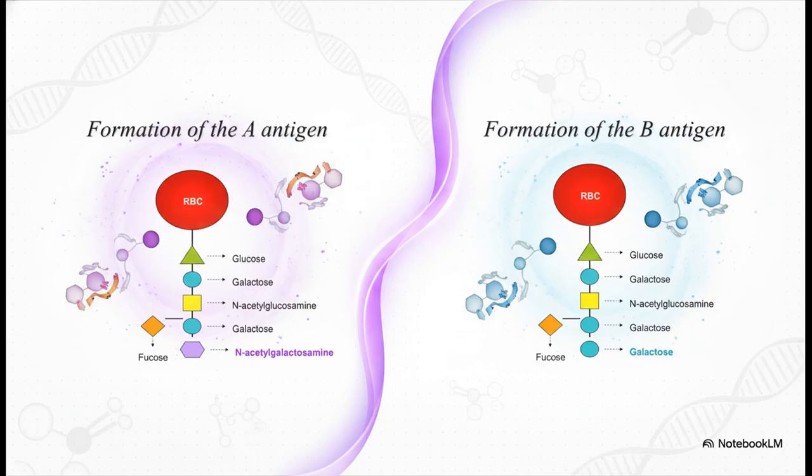If you have the A gene, your transferase adds a very specific sugar called N-acetylgalactosamine right to the terminal sugar of the H antigen. But if you have the B gene, a completely different transferase steps in and adds D-galactose to that exact same spot. Think about that for a second. It's literally just one single sugar molecule, making the entire difference between type A and type B blood.